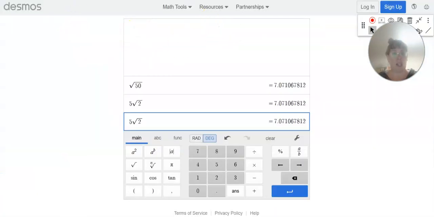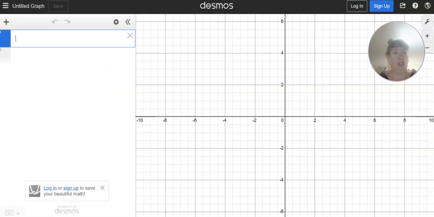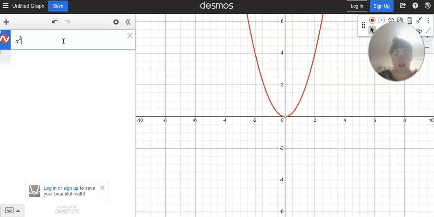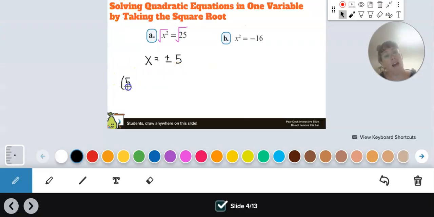So let's show you what that looks like in the Desmos graph. If I type in x squared equals 25, here's my two x-intercepts at 5 and at negative 5. That's what we just solved for. This is when the function equals 0. Notice the y-coordinates are 0. So we can write this as (5, 0) and (negative 5, 0). Those are our two x-intercepts.